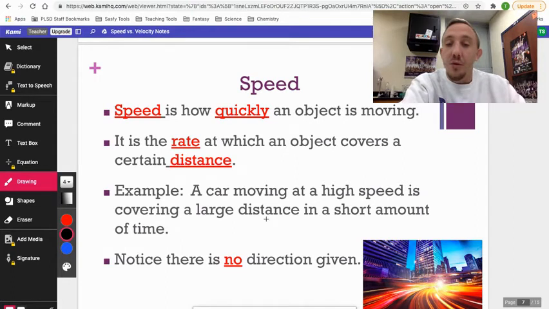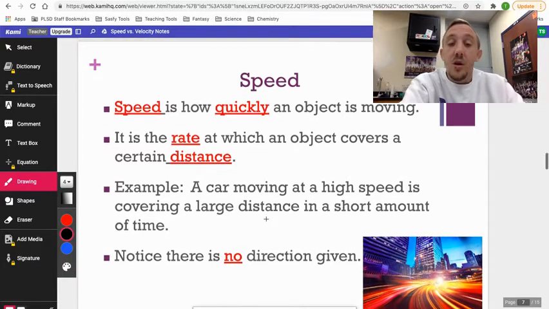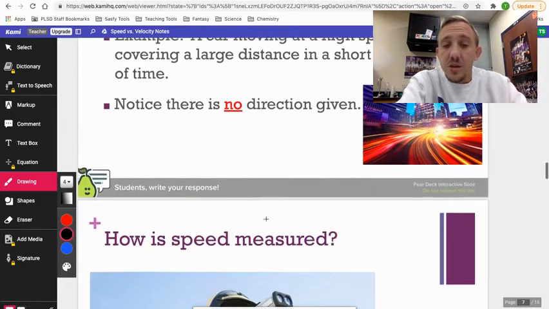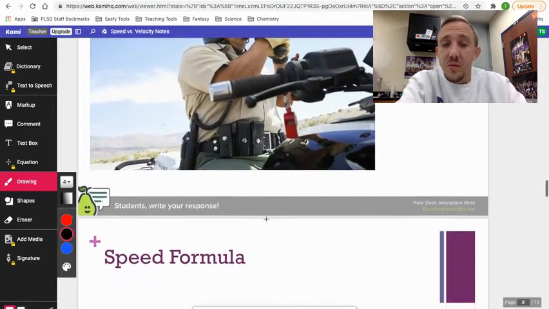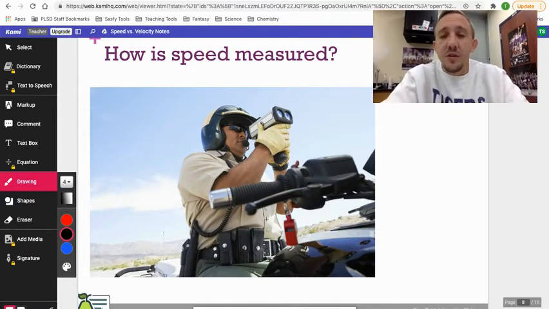So for example, a car moving at a high speed is covering a large distance in a short amount of time. Well, the faster the car is moving or the greater the speed, the shorter the amount of time. Okay. And notice there is no direction given in speed. So I can say I'm going 25 miles per hour. I mean, you guys don't know if I'm going north, east, south, or west. Okay. So, how is speed measured? Well, we use speedometers. Okay. There's a lot of different things that we can use, but speedometers are usually what we use to measure speed.